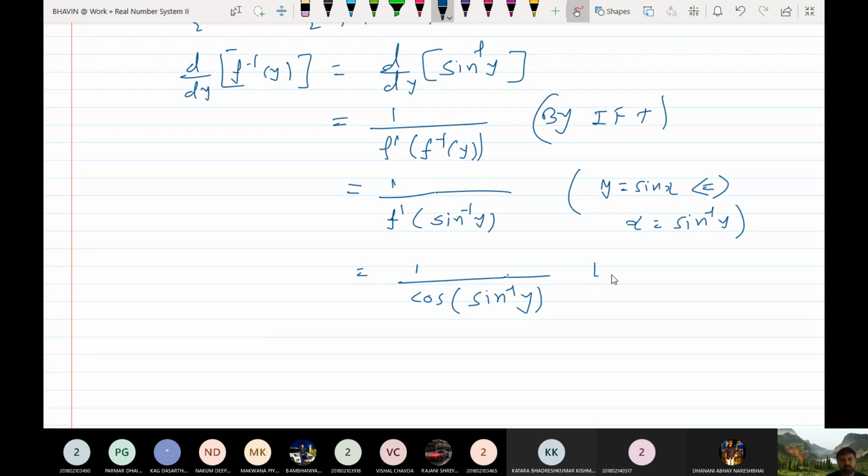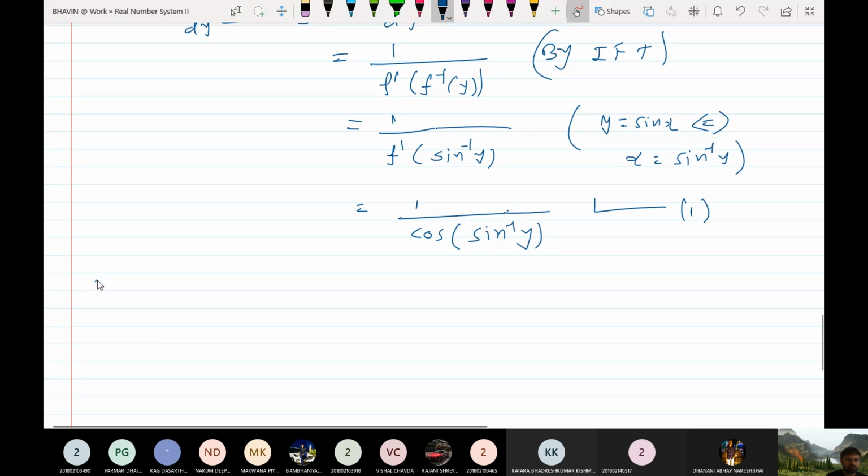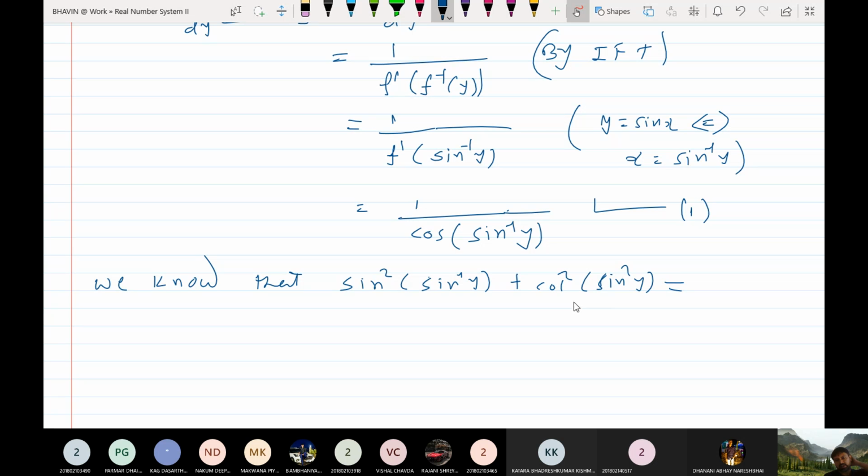Now we know that sin square plus cos square x. In place of x I will write sin inverse y. What is the answer of this? Sin square x plus cos square x, where in place of x I have written sin inverse y.